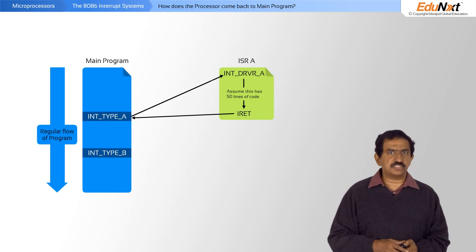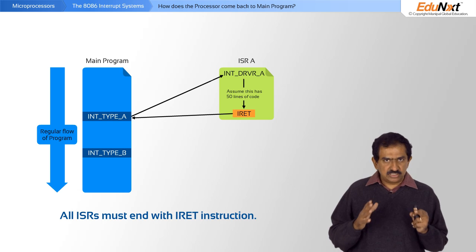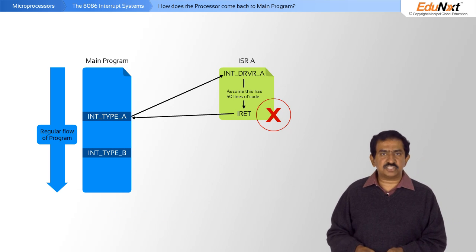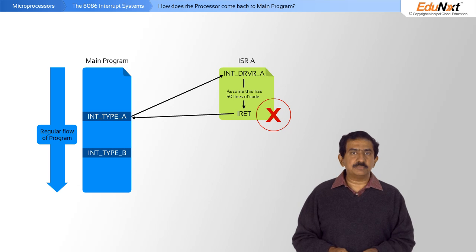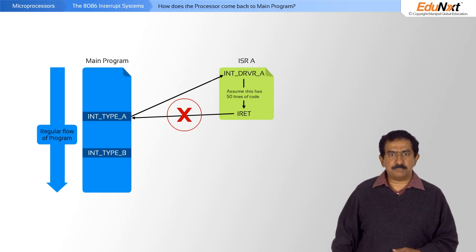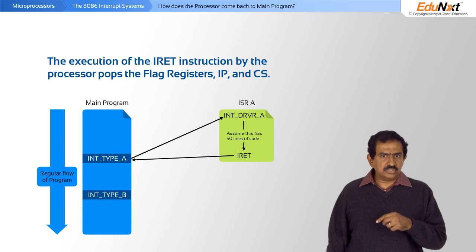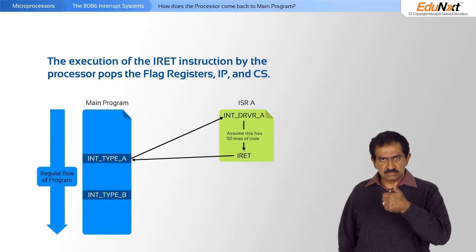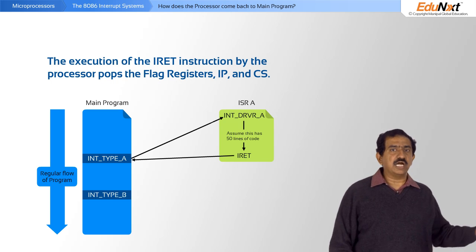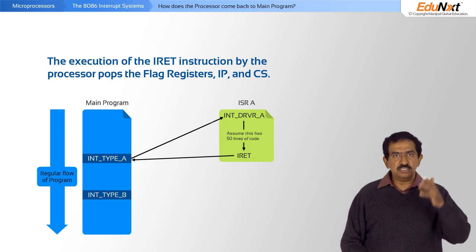All the ISRs must end with this instruction. That's number one, right? If you do not have an IRET instruction at the end of your interrupt service routine, the processor can never come back to the main program. As soon as the IRET instruction is executed, it pops the flag register, the instruction pointer and the code segment to start executing from the old location in the main program.